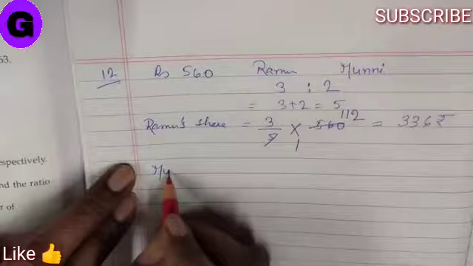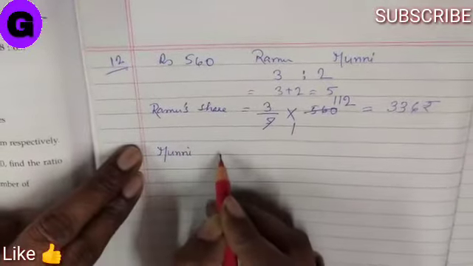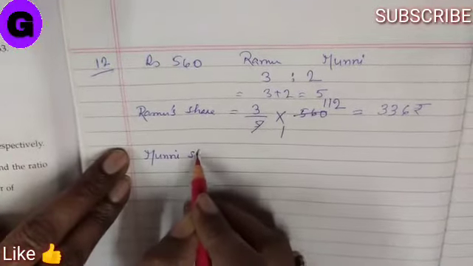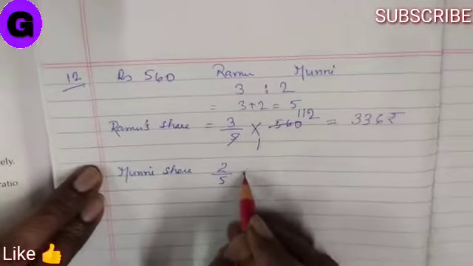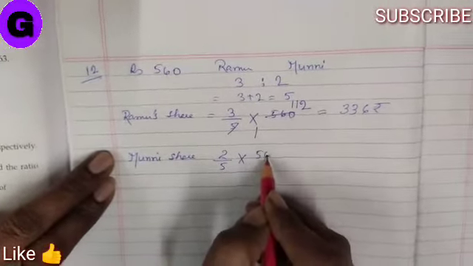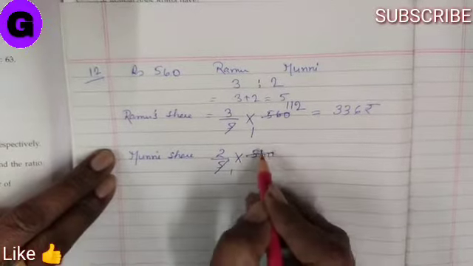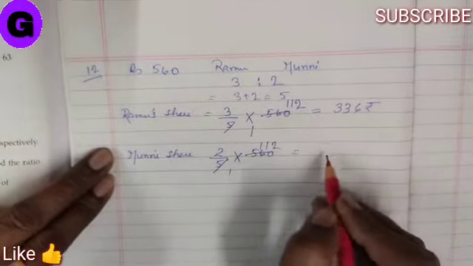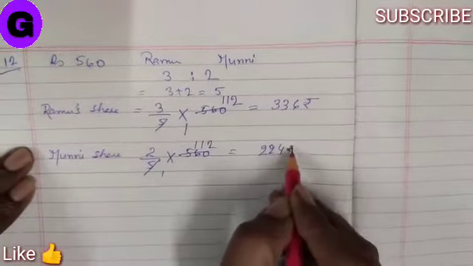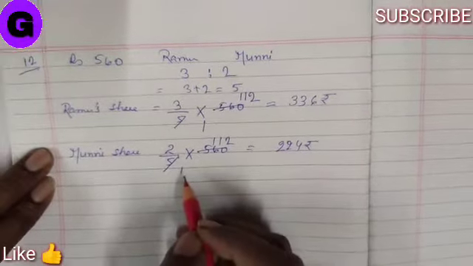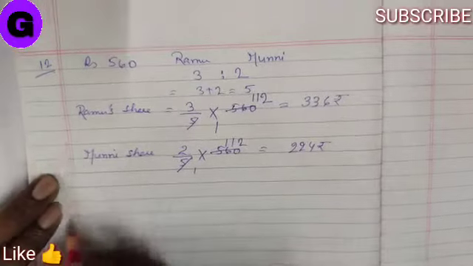Now what about Munni? Let us evaluate. Munni's share will be 2 by 5 into the total amount 560, which is equal to 2 1s are 2, 2 1s are 2. This is the amount Munni will be getting.